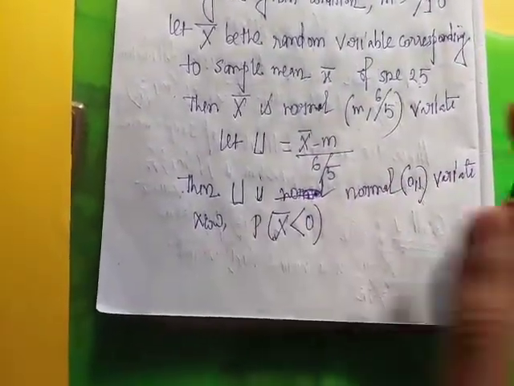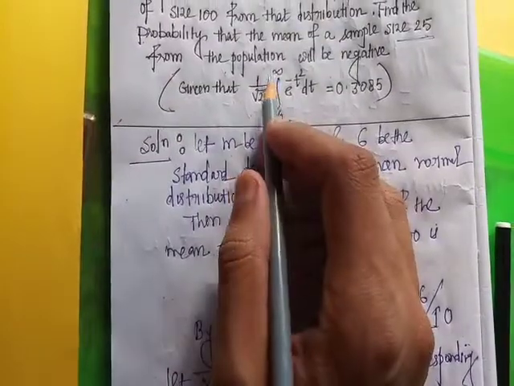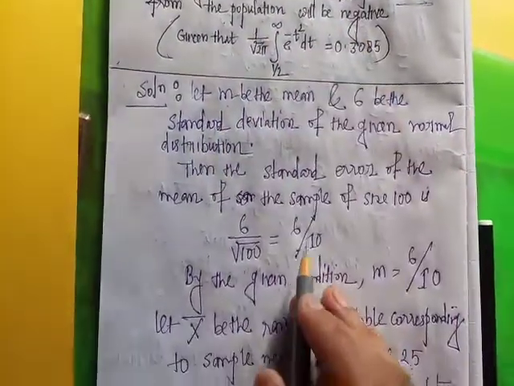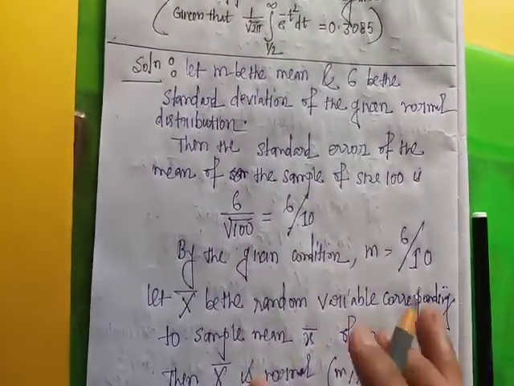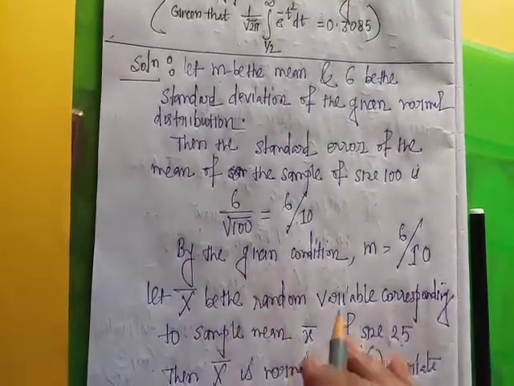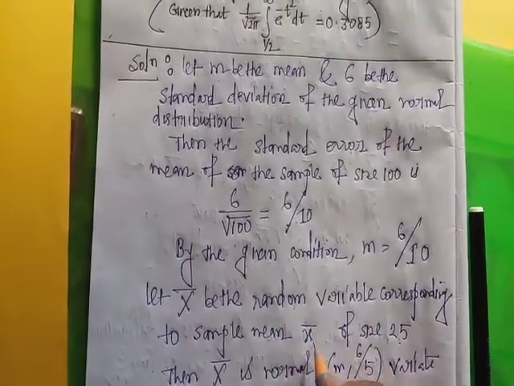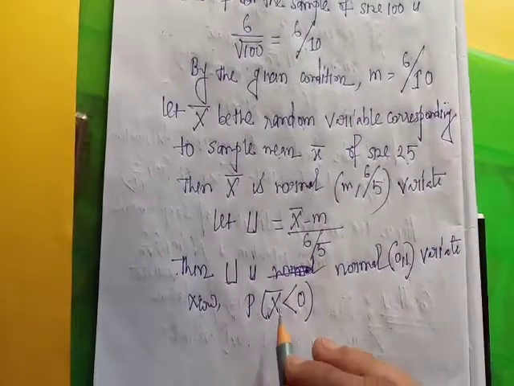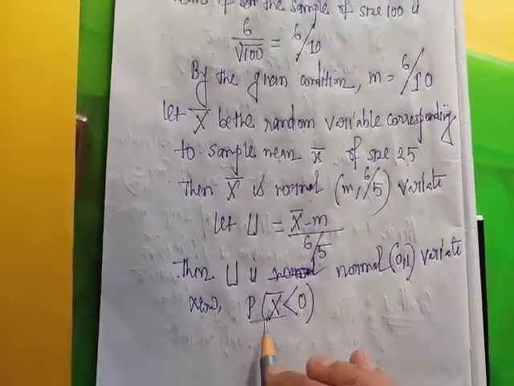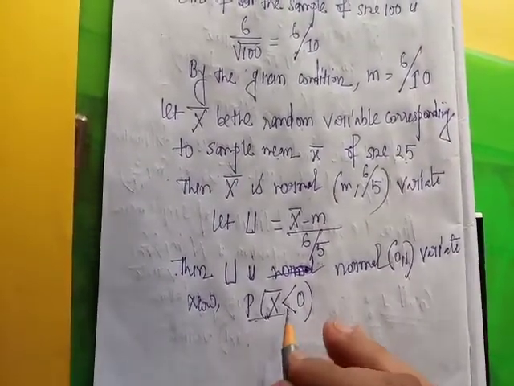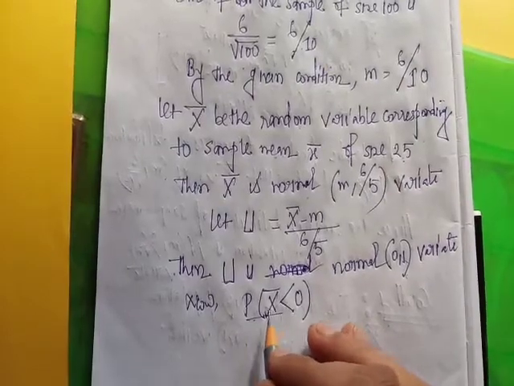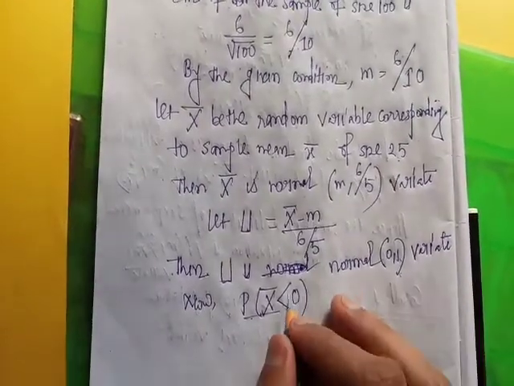Since the question is that the sample mean will be negative, where small x bar is the sample mean and capital X bar is the random variable corresponding to the sample mean small x bar, we have to find the probability of capital X bar less than 0, that is, the probability that capital X bar will be negative.